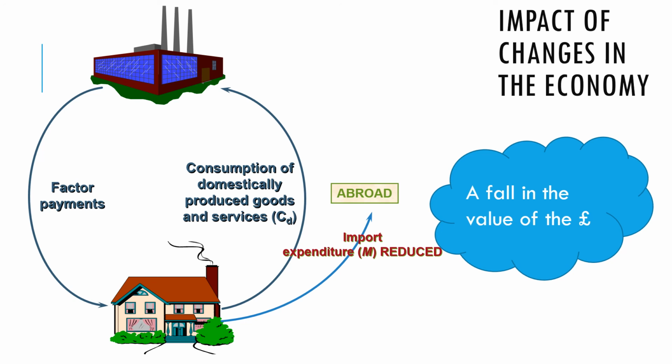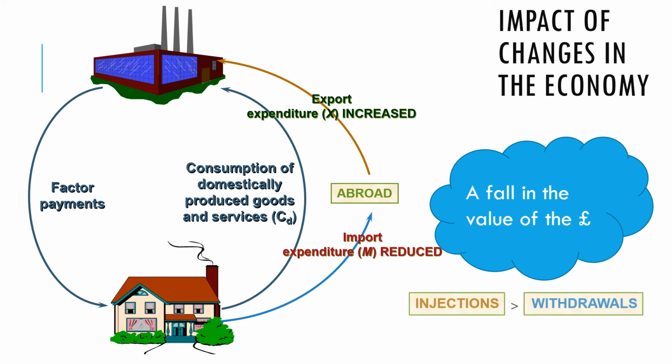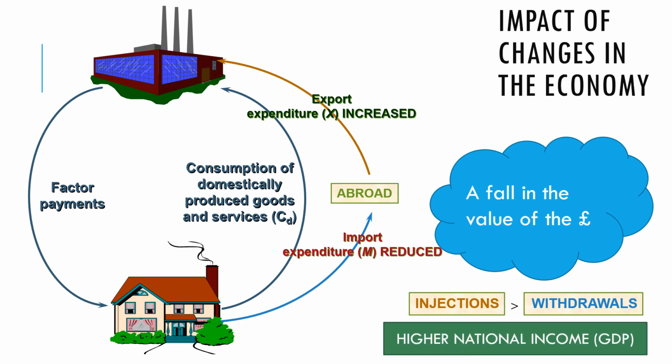At the flip side, a fall in the value of the pound is going to make it more attractive for foreign companies or households abroad to buy products from our country, from the UK, and so exports would be increased. So in this scenario, we've got an increase in injections and a reduction of withdrawals or leakages, so we'd predict higher national income or GDP.